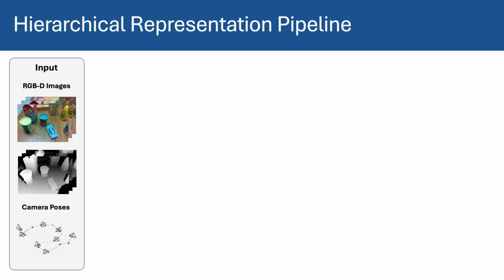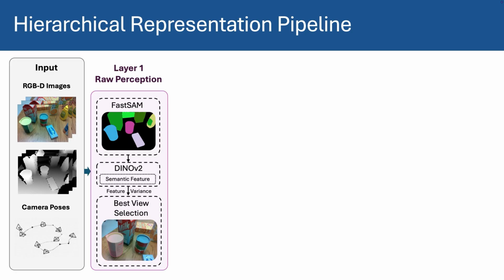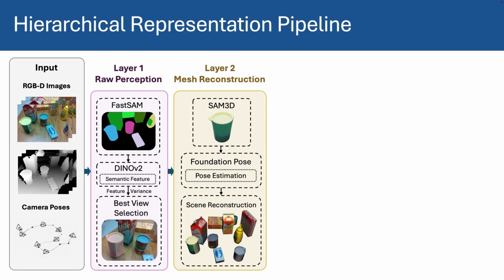Given an input RGB-D sequence, our framework builds the scene through 4 hierarchical layers. First, Layer 1 segments objects in each frame and selects the best view for each object based on semantic feature variance. After that, Layer 2 then uses the selected views and masks to generate object meshes and estimate their poses, forming an object-level scene reconstruction.